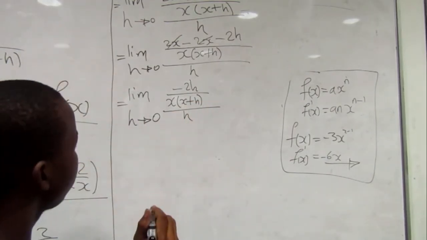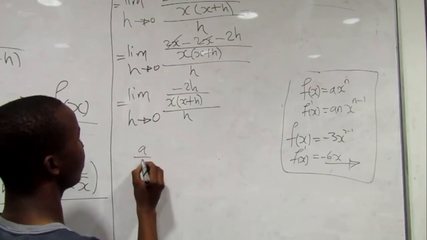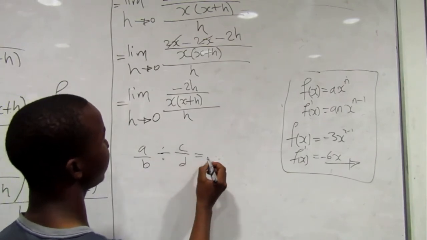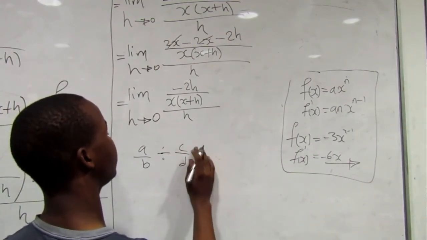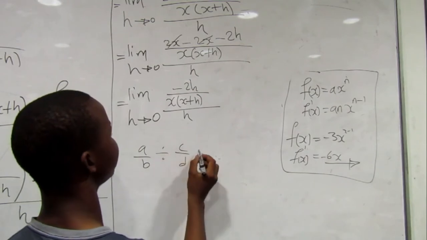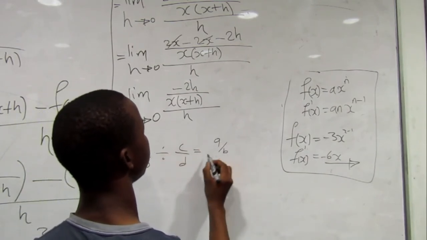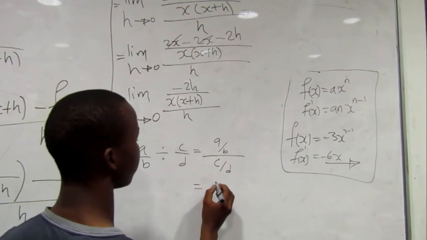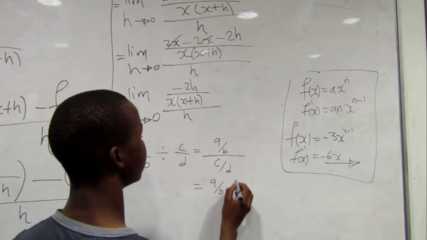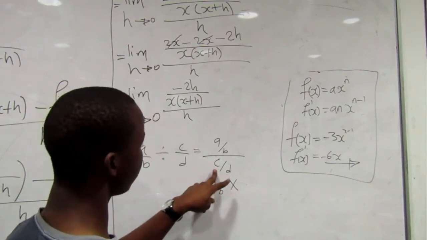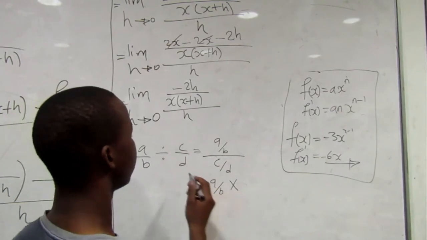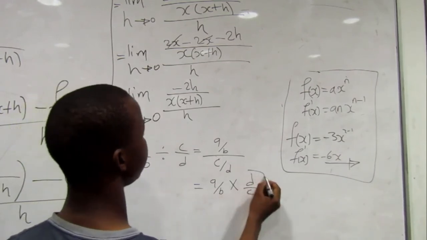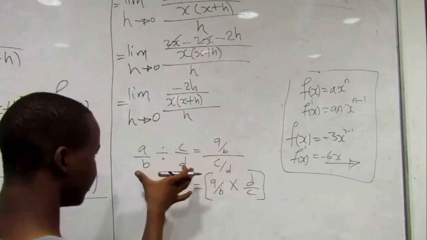Then from here, remember this rule that says a over b divided by c over d is equal to, actually this a over b is the same as a over b the whole over c over d, and this one is the same as a over b times, since here we have c over d, when we multiply, this is going to be the reciprocal, which is going to be d over c. This thing is the same as this one.